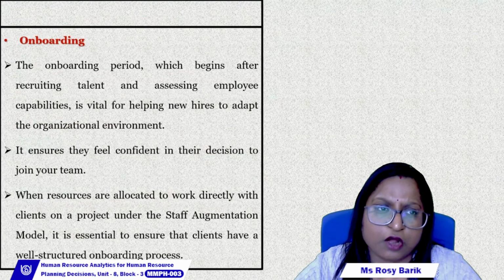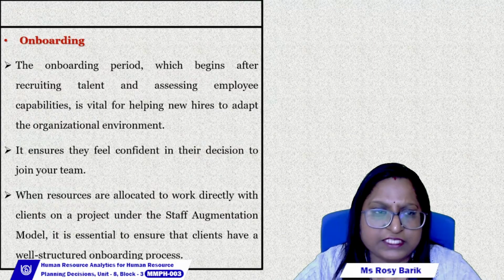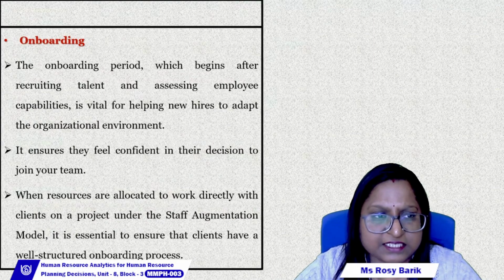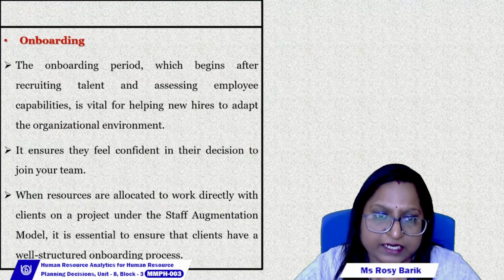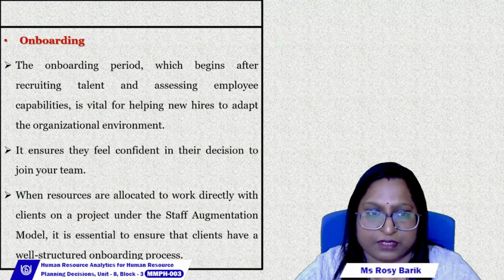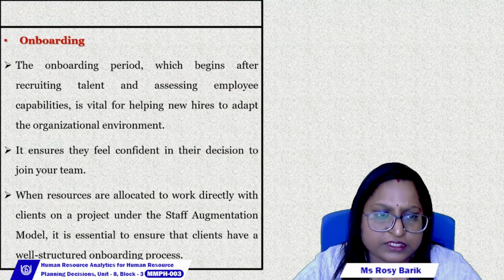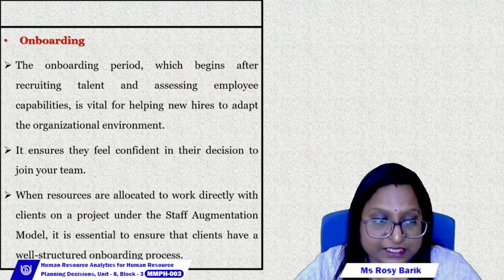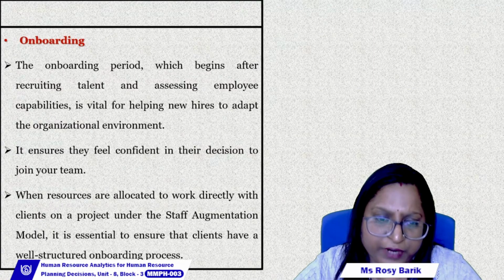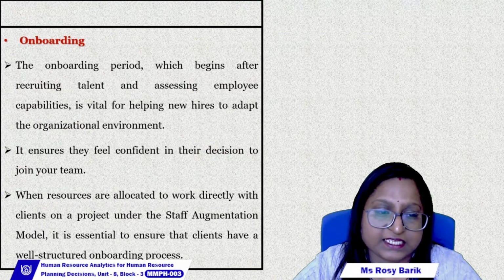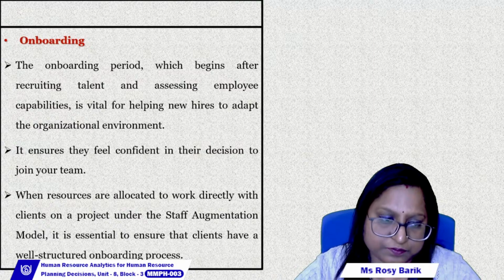Next one is onboarding. This period, which begins after recruiting and assessing the employees' capabilities, is vital to help new hires adapt to the organizational environment. It ensures they feel confident in their decision to join the team. When resources are allocated to work directly with clients on a project under the staff augmentation model, it is essential to ensure that clients have a well-structured onboarding process.